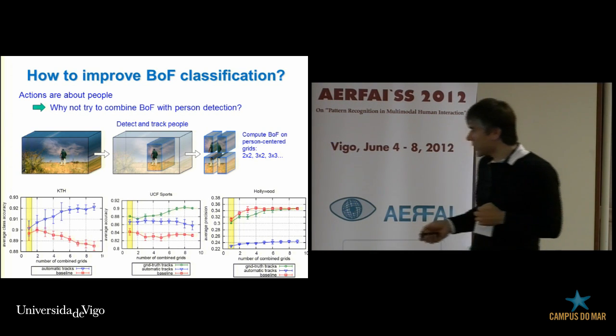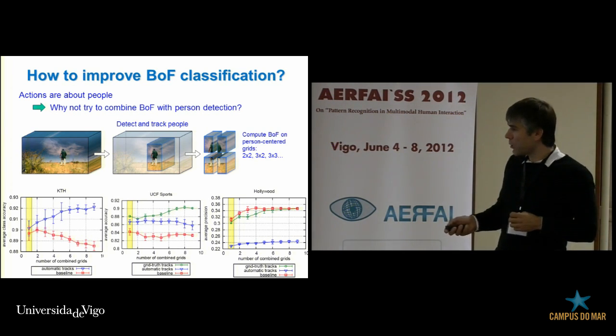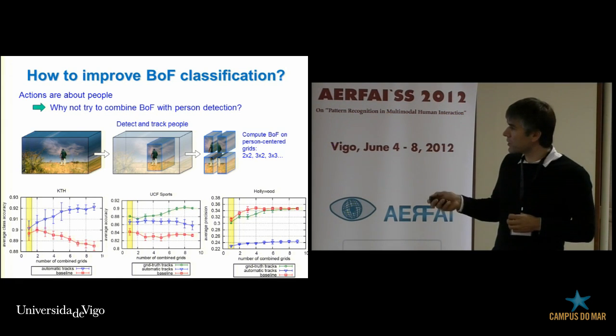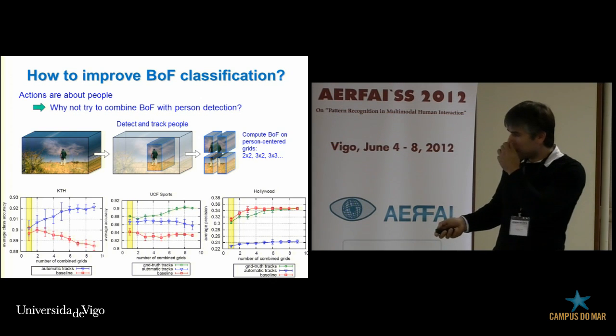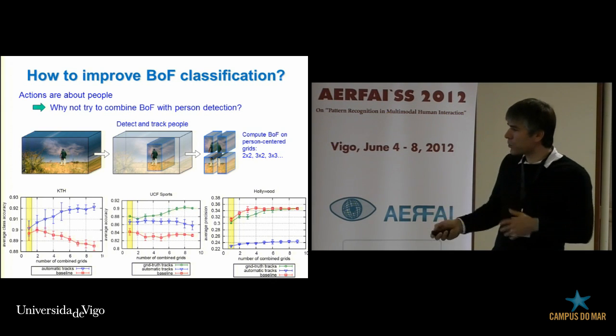So what we see here are the results. On the x-axis is the spatial tiling, the number of grid cells which we use. For example, 2 would be 2 by 2, 4 would be 4 by 4.